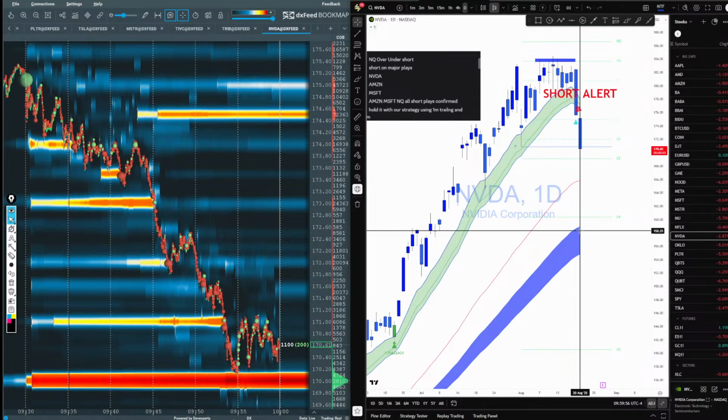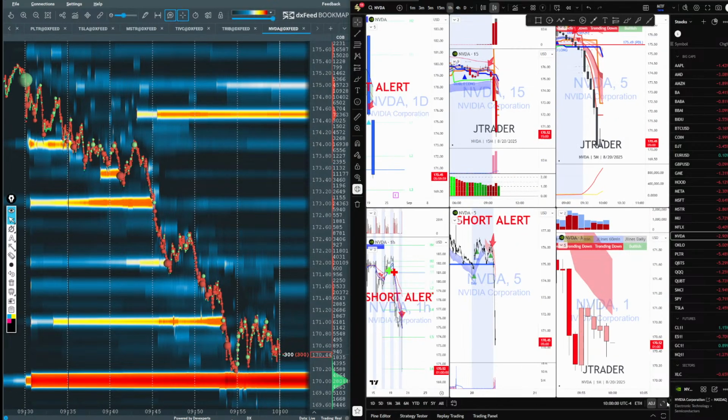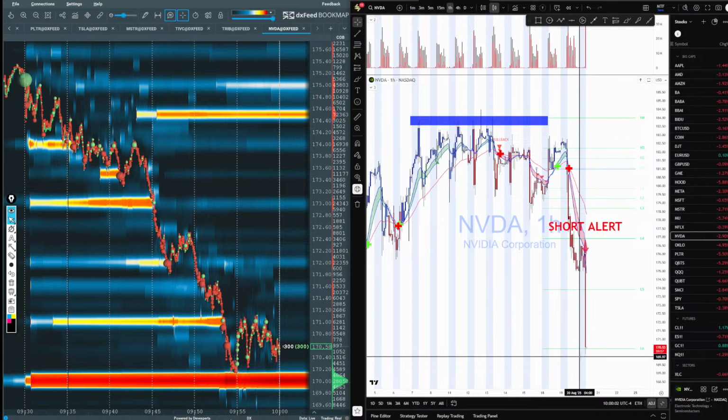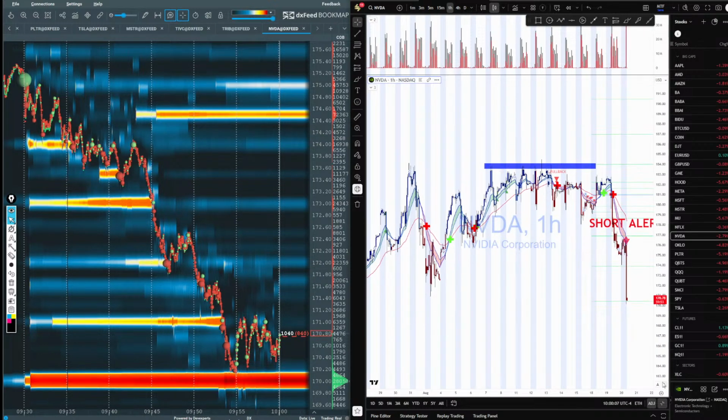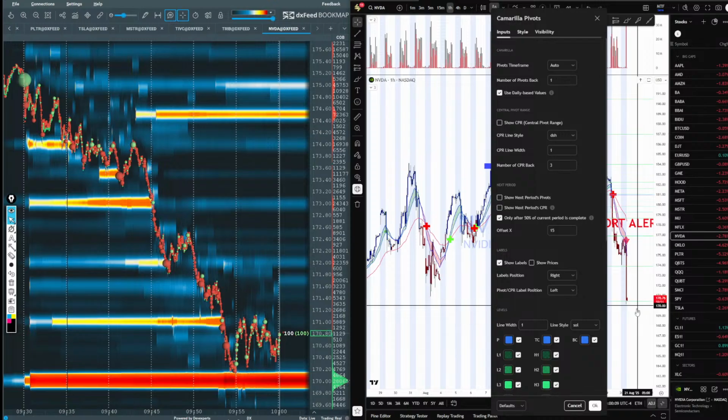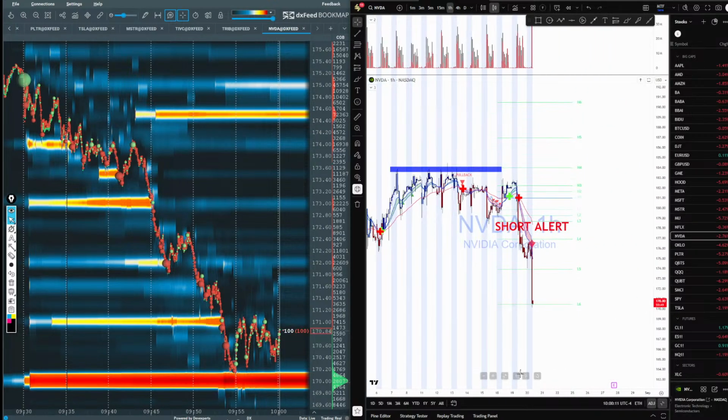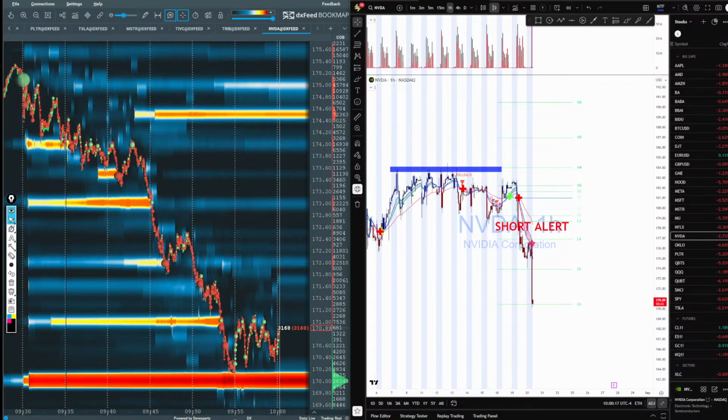I have a major support over here, 166 and then 157. And it's hard to believe, really, right? But we are in a major pullback, a major pivot over here. This pivot over here is the L6.